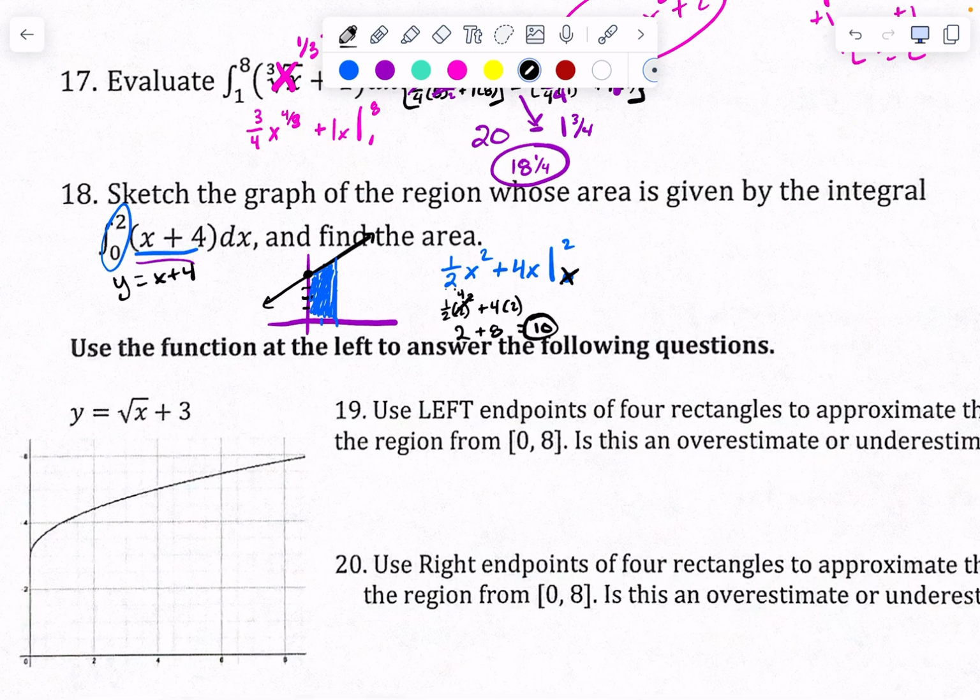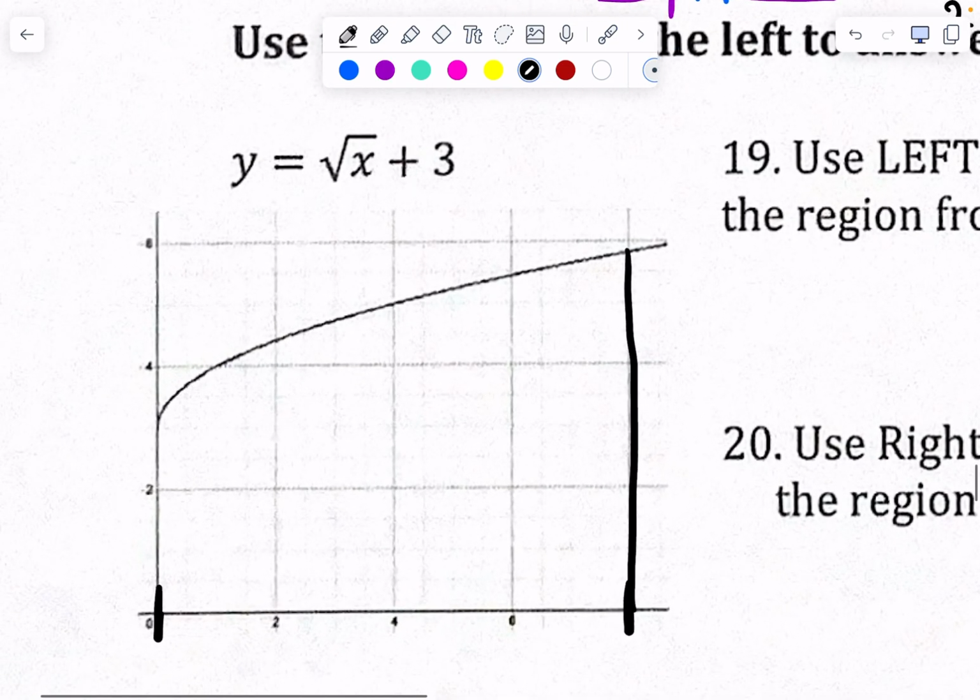Left endpoints, okay, and we're going from 0 to 8. Do you see where 0's at, and you see where 8's at? Blue. And we're doing 4 rectangles. Okay, so they're each 2 wide, with left endpoints. Those are going to be big little rectangles.